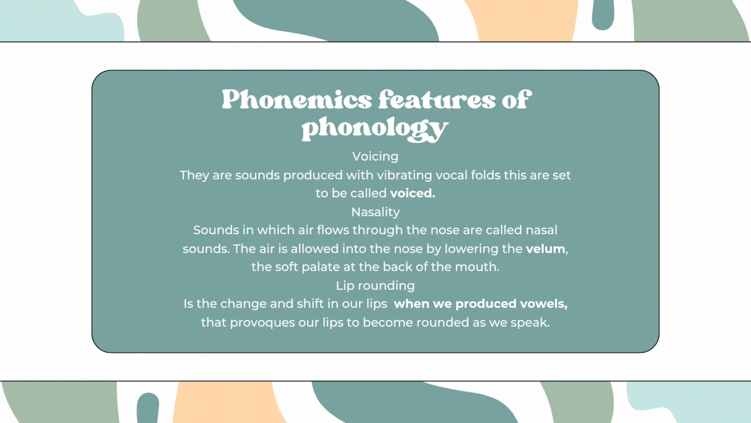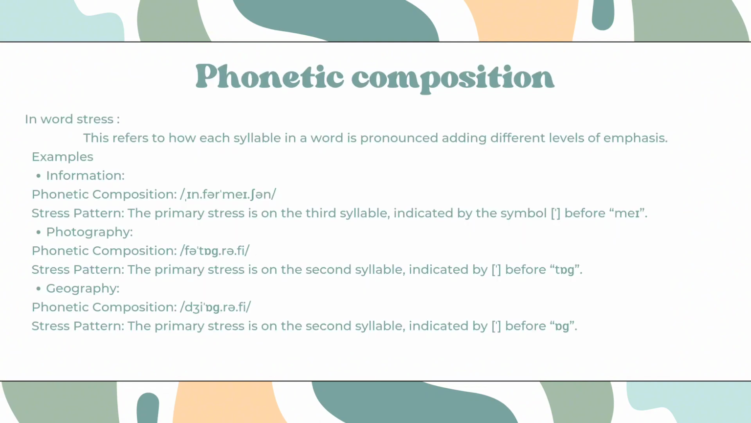And finally, we have lip rounding. It is the change and shift in our lips when we produce vowels that makes our lips become rounded as we speak and pronounce the different types of words.